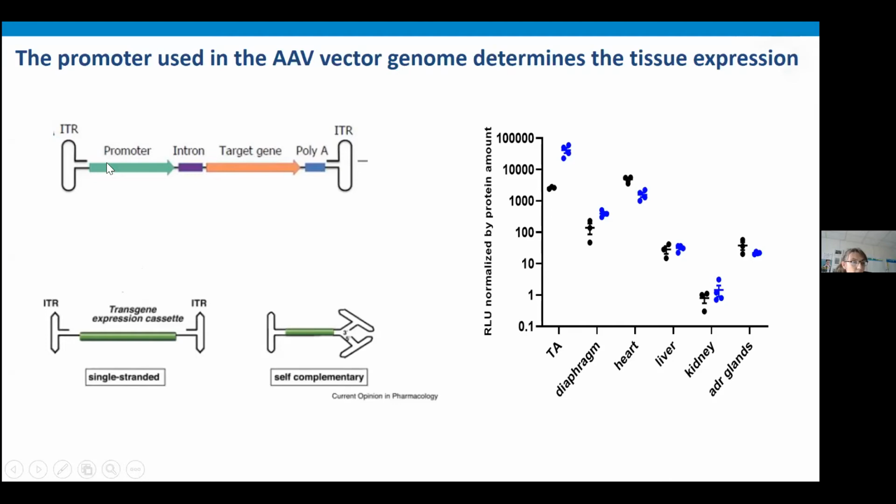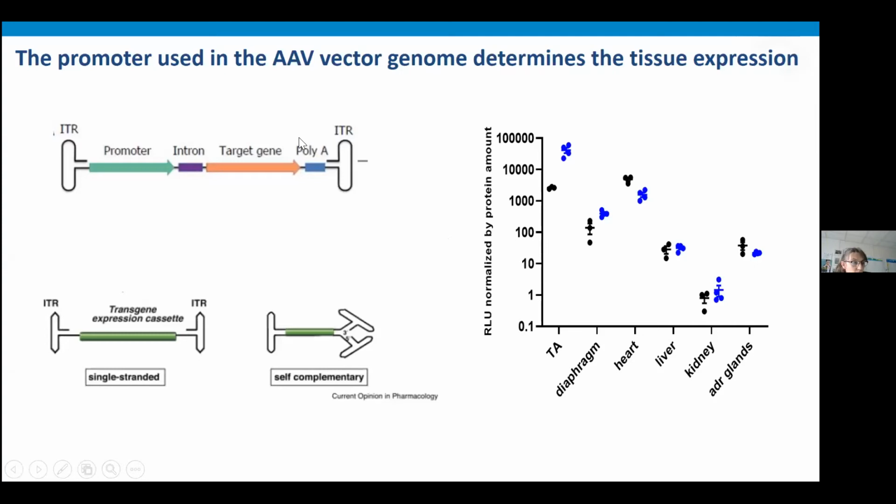And this, of course, will define the efficacy, because you really want your transgene expressed at the correct level in the correct tissue. But it will also define the safety, because if you have an ectopic expression outside, this may lead to a toxicity if the protein that you're expressing is not wanted in this particular tissue.